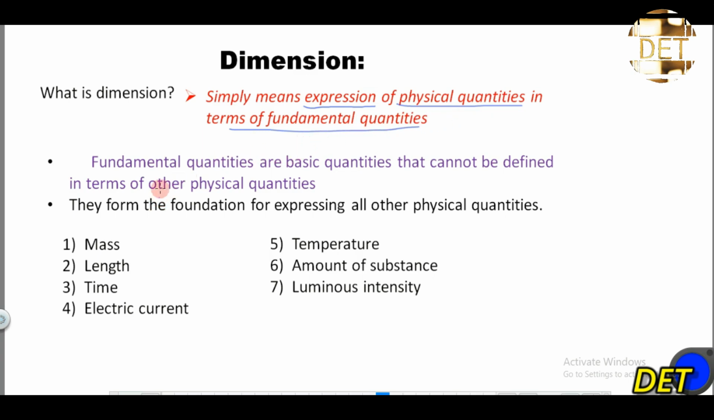So what are fundamental quantities? Fundamental quantities are basic quantities in physics. They are basic quantities that cannot be defined in terms of other physical quantities. In other words, they form the foundation for expressing all other physical quantities. The word fundamental simply means basic.